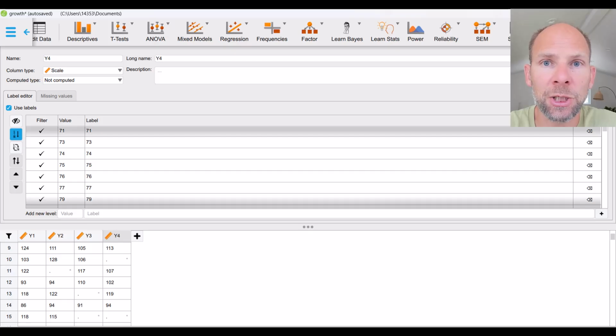JASP is spelled J-A-S-P. You can download the program from the internet. It's free, it's all point and click and very easy to use. You can see I have a data file with 4 variables that you can see here at the bottom on the left hand side, y1, y2, y3, and y4. Those are hypothetical intelligence scores from the same people measured on 4 measurement occasions.